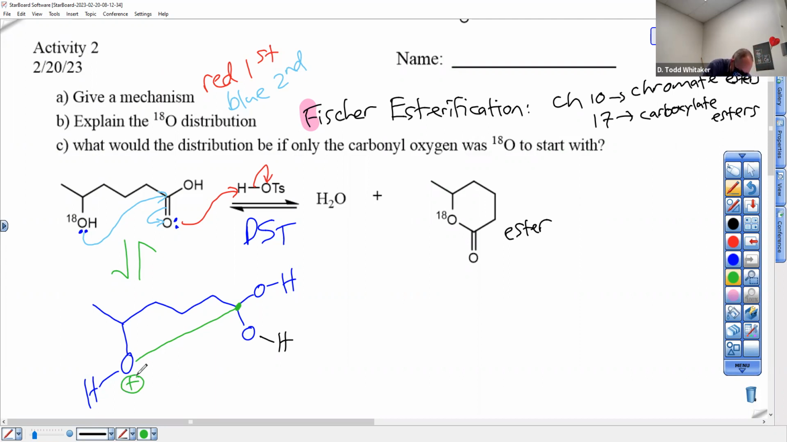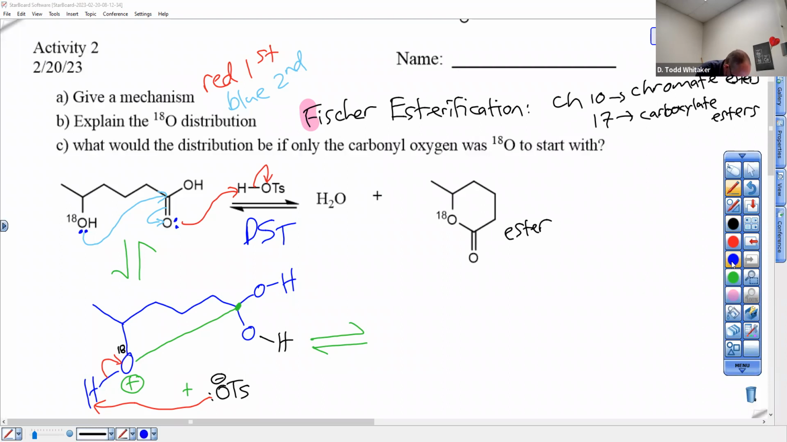And what do you think next? You also made OTS negative. OTS negative is the conjugate base. It's going to take the H and regenerate the catalyst. Hey, I think I figured out it's a 6-membered ring, and it looks a lot like the one on the top of the screen. And I forgot the 18, but it's there. That's the O that was the alcohol.